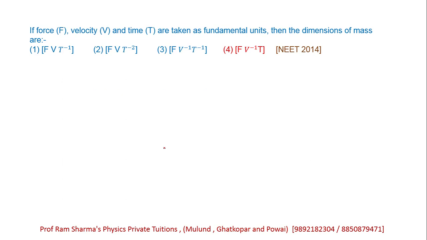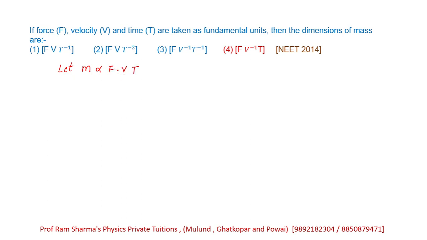So in 2014 we had a question like this. If force F, velocity V and time T are taken as the fundamental units, then the dimensions of mass are. That means, what way does mass depend upon F, V and T? Now whenever you have such a type of question, you have to just write like this. That is, let M depend upon F, V and T. Like this we can write, let M be proportional to F, V and T.